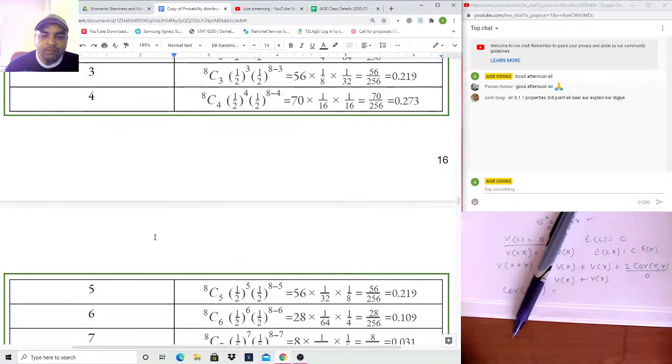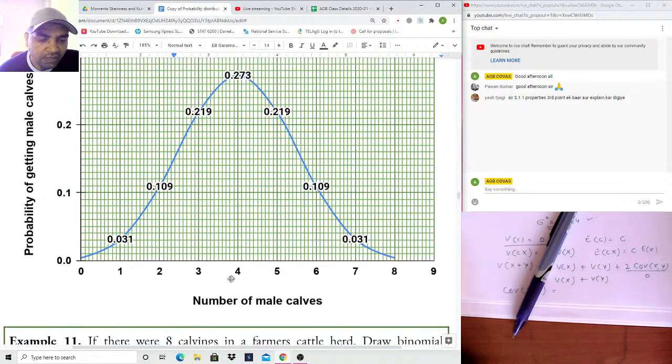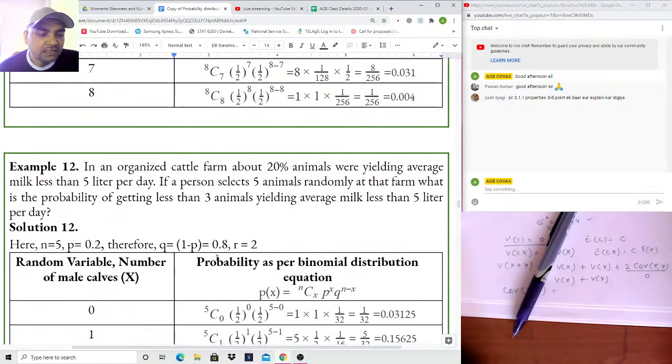Okay, and when we plot this probability on the y-axis and number of calvings on the x-axis, you will see that the maximum probability is of getting half males and half females. Okay, and this follows a standard pattern of a bell-shaped curve. Okay, although the data on the x-axis is not continuous, it is instead discrete.